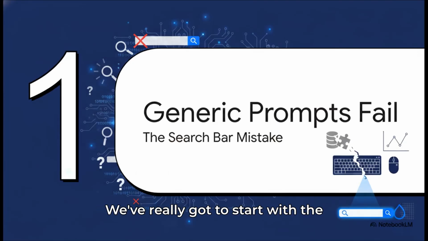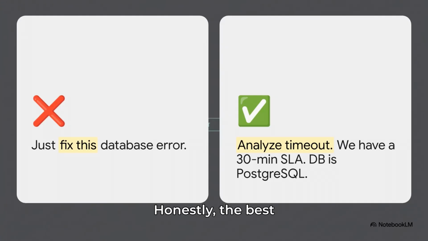We've really got to start with the foundational mistake that so many engineers make, which is treating AI like a simple search engine. Honestly, the best way to think about AI is like it's a brilliant, highly motivated, but totally green college grad. If you give it a vague prompt, something like, "fix this database error," well, you're going to get generic textbook advice back. But if you provide a context-rich brief, saying you've got a 30-minute SLA and the database is Postgres, you give the model the exact grounding it needs to give you surgical troubleshooting steps.